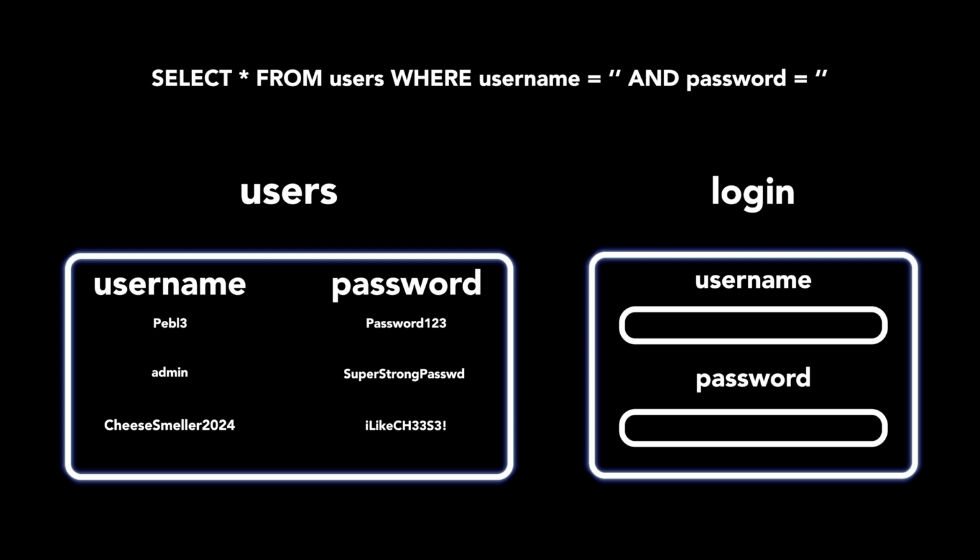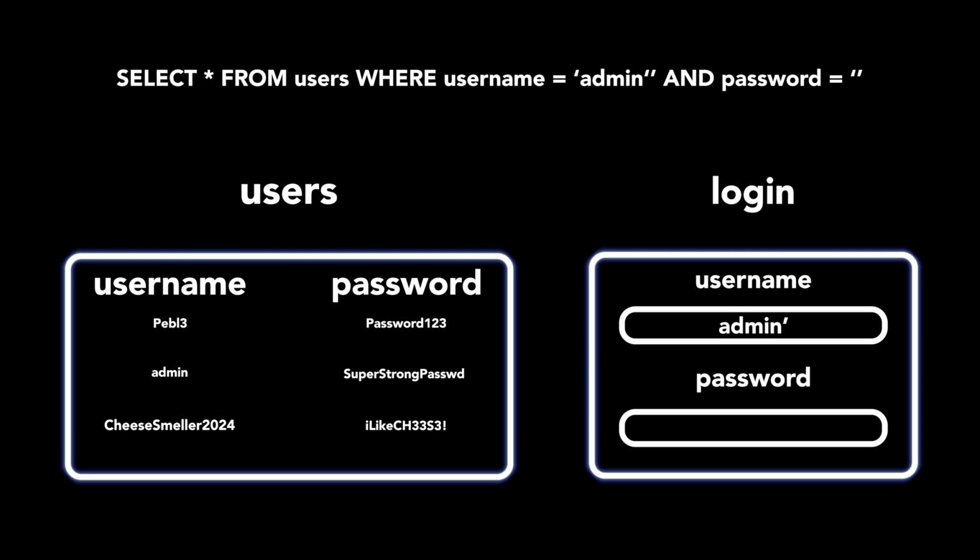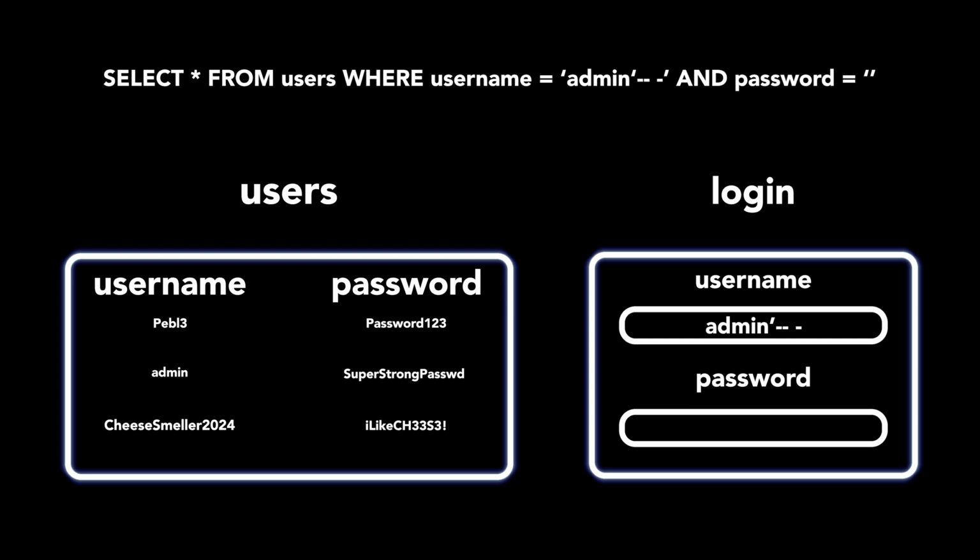We will enter username admin with a quotation mark to escape the username string, and then use a double minus and a space to comment out the rest of the code. Now look what just happened. The query has changed to SELECT * FROM users WHERE username = 'admin'. We can now authenticate as admin, but this can go much further.